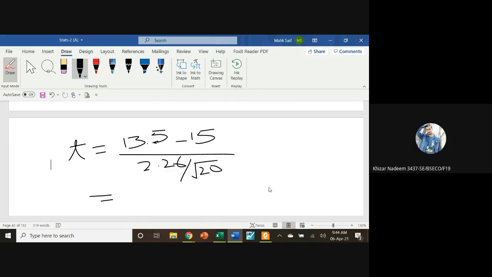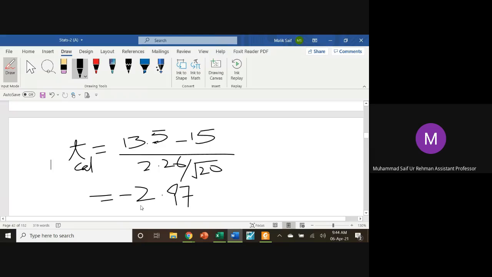Minus 2.9682. Up to 2 decimal points, please. 2.9696. So you may round it off as 2.97. So please round it off up to 2 decimal points. So 2.97 is the answer. So this is your calculated value. So definitely it is with negative sign.